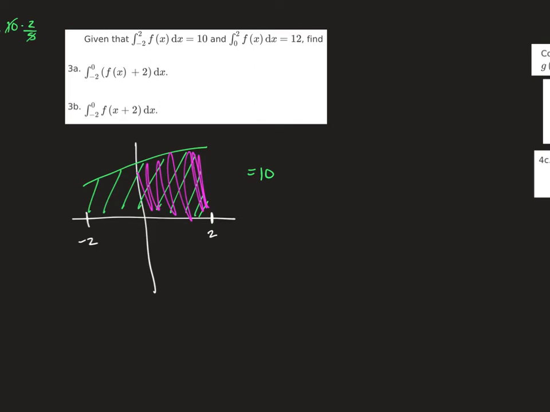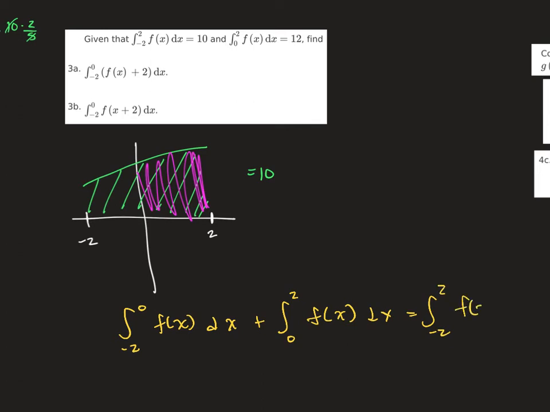If we wrote it out, the integral from negative 2 to 0 of f of x dx plus the integral from 0 to 2 of f of x dx has to be the integral from negative 2 to 2 of f of x dx. Well, we already know this bit here is 10, and we know this bit here is 12, which means this has to be negative 2 in order for this equation to work.